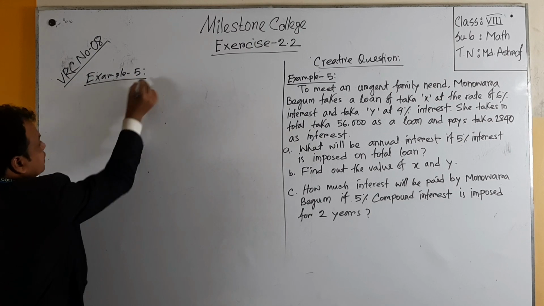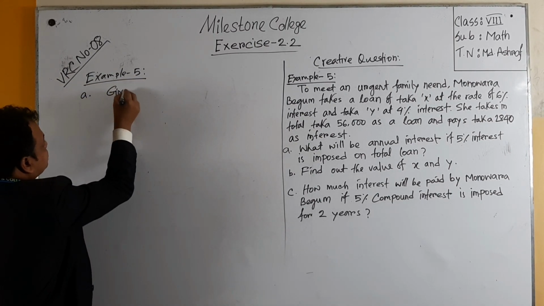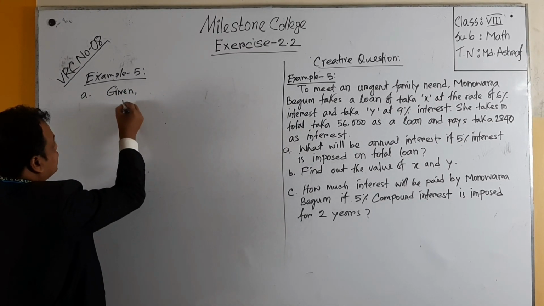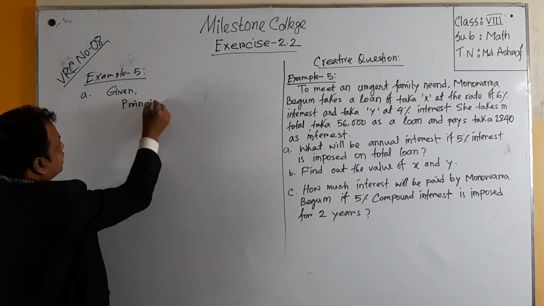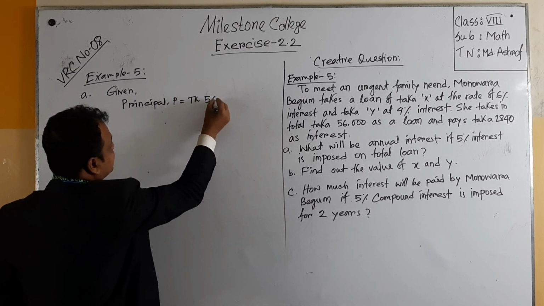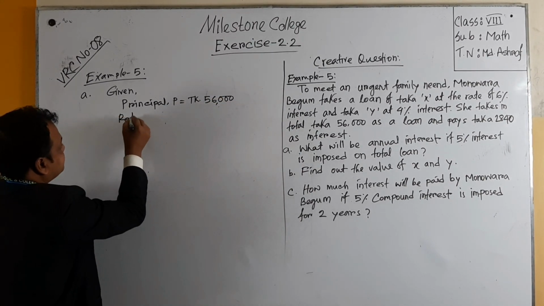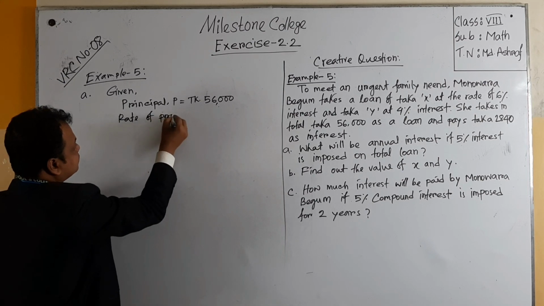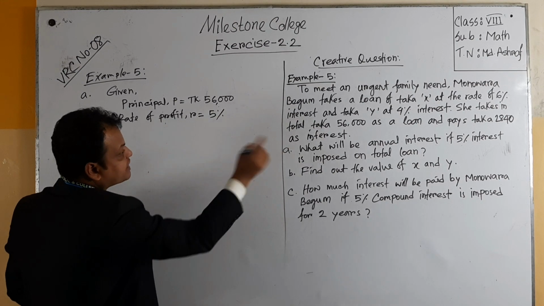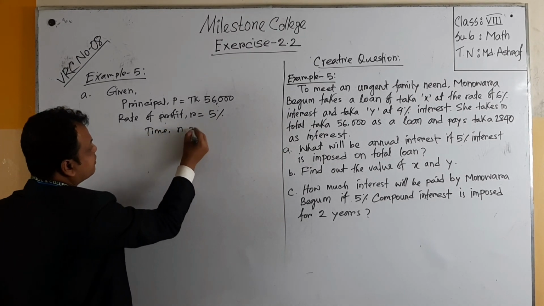Example 5, A number question's answer. So what is the given part? Given: principal, the total loan, is the principal. So P equals taka 56,000. Then the rate of profit R equals 5%. So 5% is given, and the time will be annual interest, so it will be for 1 year.